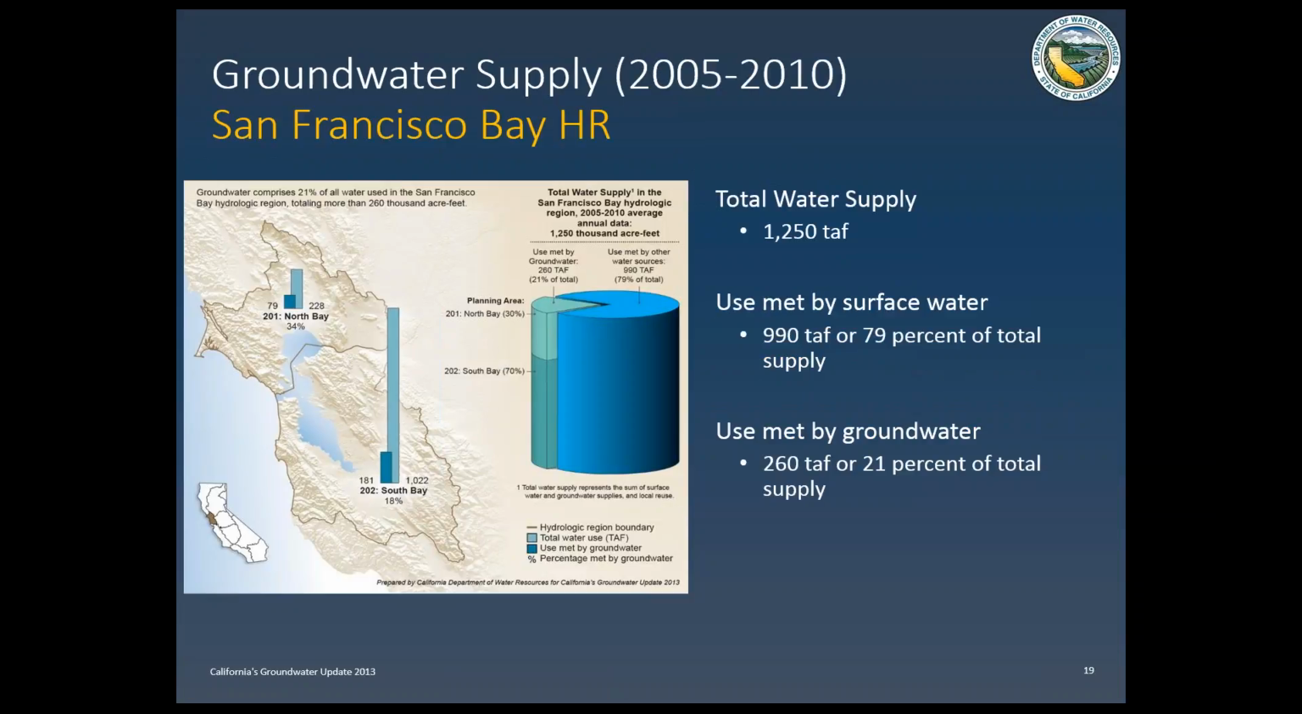San Francisco, we use about 1.25 million acre-feet, and then nearly 1 million of it is met by surface water. So they have a very low groundwater use, only about 250,000, 260,000 acre-feet, and it represents about 21% of the total. Majority of the water used is in the South Bay. These are broken up into 2 planning areas. The South Bay uses the most water, but it has a lower reliance of only 18%. North Bay, again, uses less water total. However, about 34% of its supply is groundwater.